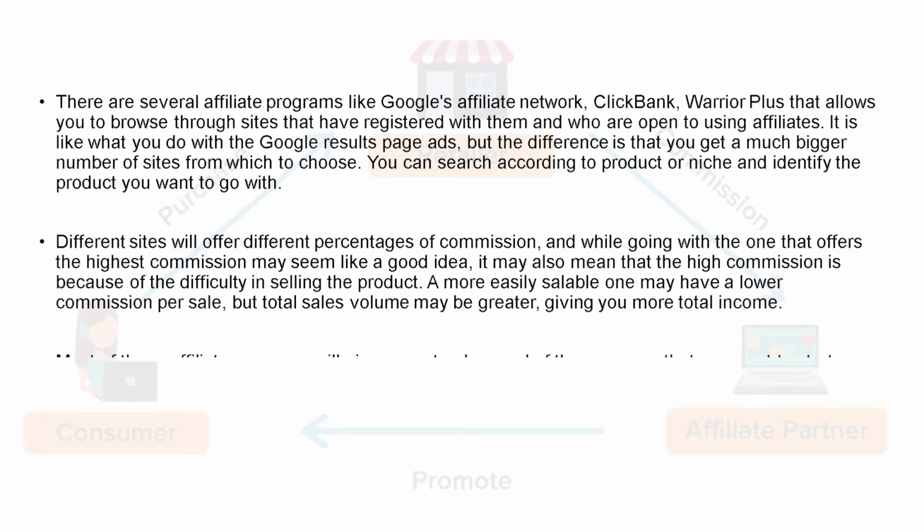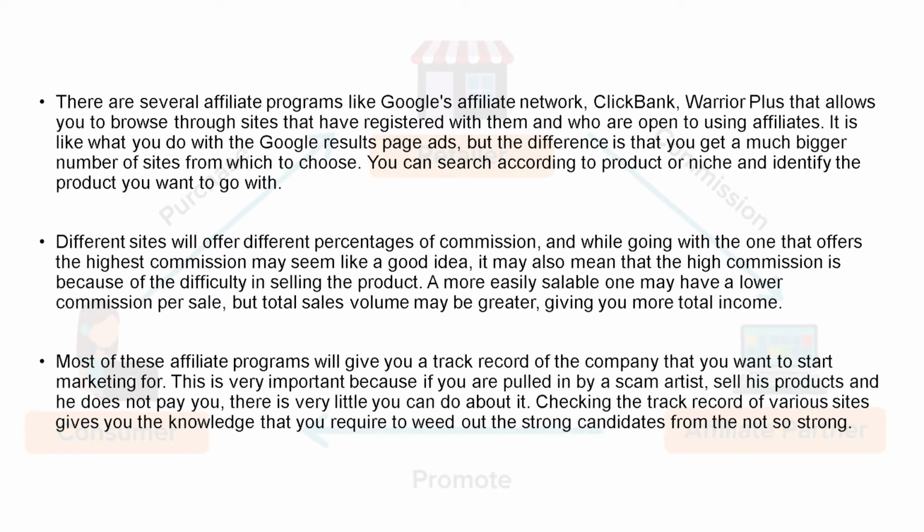A more easily sellable one may have a lower commission per sale, but total sale volumes may be greater, giving you more total income. Most of these affiliate programs will give you a track record of the company that you want to start marketing for. This is very important because if you are pulled in by a scam artist who sells his products and does not pay you, there is very little you can do about it.